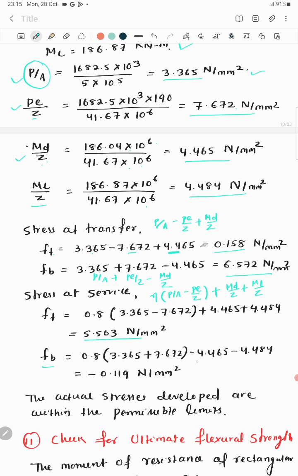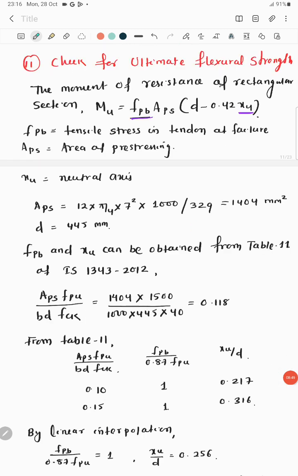Similarly at the bottom it will be eta into P by A plus P by Z minus MD by Z minus ML by Z. After putting the values, we got a value of minus 0.119 Newton per mm square. And the actual stresses developed are within the permissible limit. The next step is check for ultimate flexural strength.